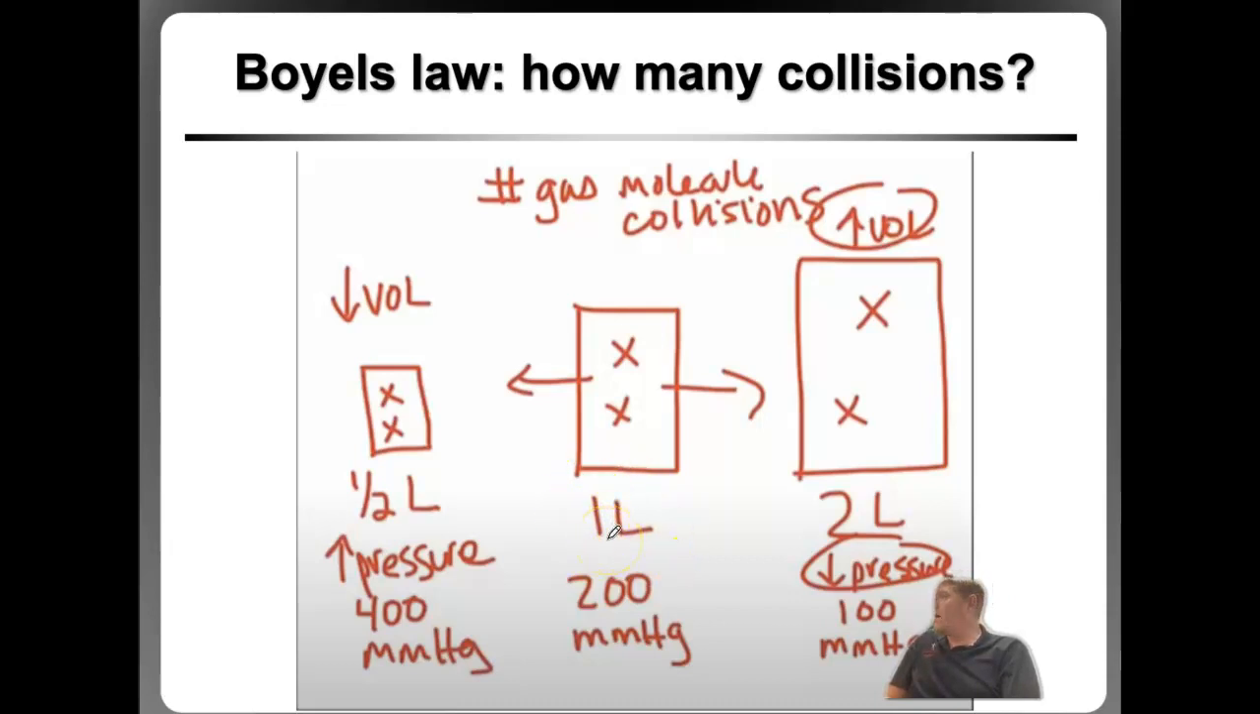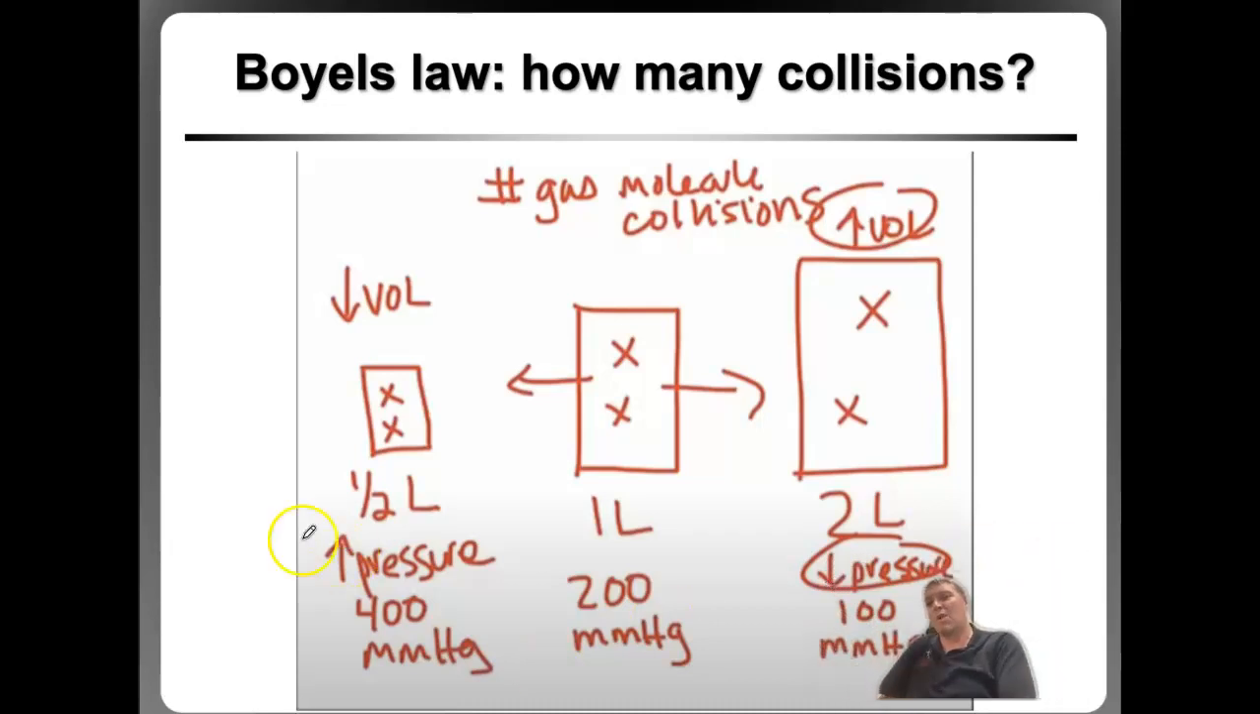Say you have a 1 liter container and 200 milligrams of mercury. That's just how they measure it, and that's how many gas molecules there are. If you increase the volume to 2 liters, the pressure is going to go down. Boyle's law: they're inversely related. Larger area, pressure goes down.